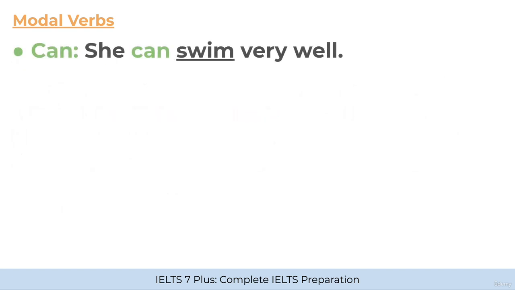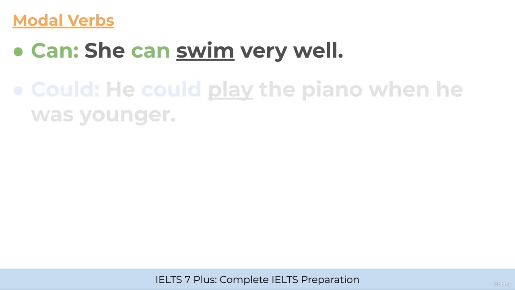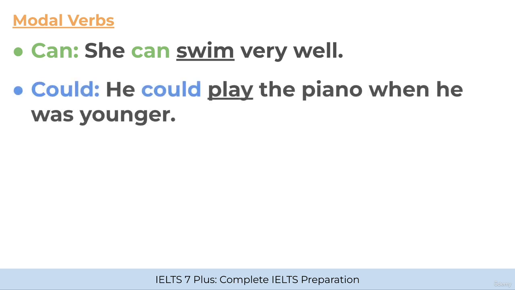So can is a modal verb, and you can say she can swim very well. Swim is acting as the main verb in the sentence, and the modal verb can expresses ability. She can swim very well. Could. Another one, he could play the piano when he was younger. Play, the main verb, but could here showing again the ability of the subject when he was younger.